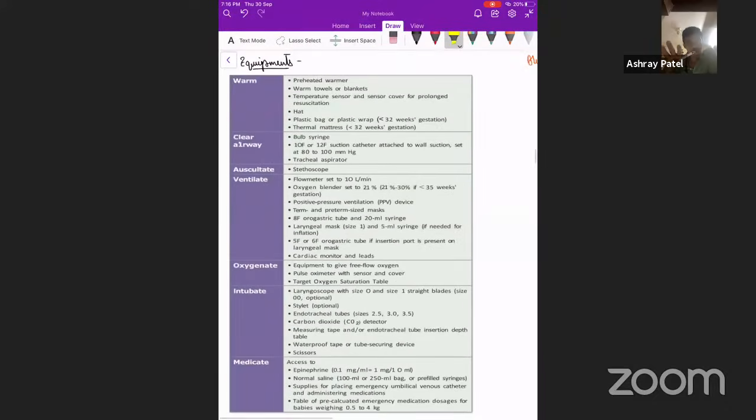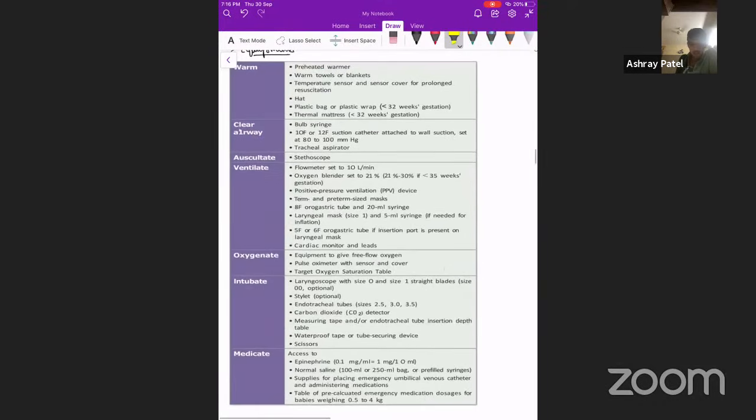Once we enter the labor room, once the obstetrician has briefed us about the case, we'll have to go and do an equipment check, correct? So these are the list of equipment that are needed, but I'll not go through each thing in detail. You guys can read.